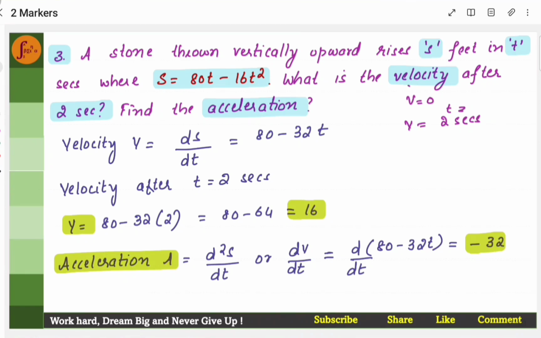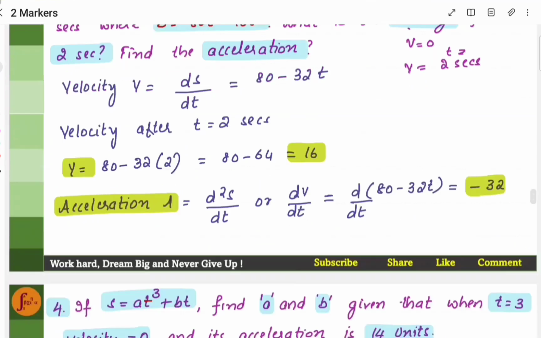Same case, velocity is nothing but differentiate displacement with respect to time. That will give you velocity. Now substitute t as 2 seconds because you have to find velocity when t is equal to 2 seconds. You'll get 16 units. Acceleration, again, is a double derivative, that is d square s by dt square. Put t as 2 seconds, and you'll get minus 32 units.